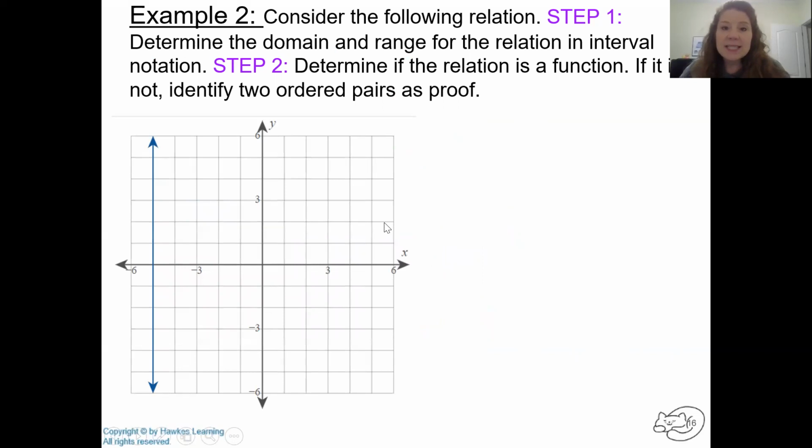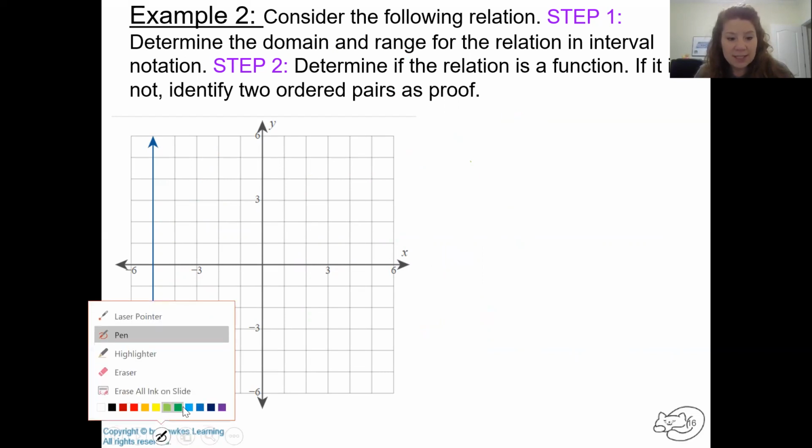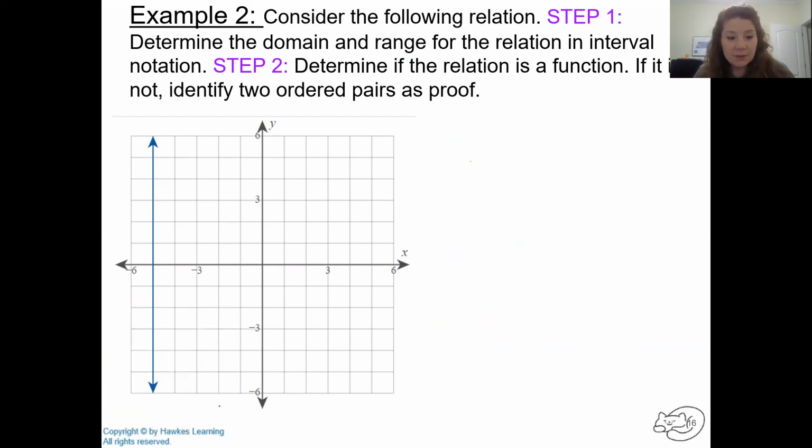Now let's look at this one. It says, consider the following relation, determine the domain and range for the relation in interval notation, and determine if the relation is a function. If it's not, identify two ordered pairs as proof. All right, so that's a vertical line. So first of all, before I determine that it's not a function, which we already know because we've already talked about that, right? Let me change colors. That green might be hard for you guys to see. All right, we'll do purple.